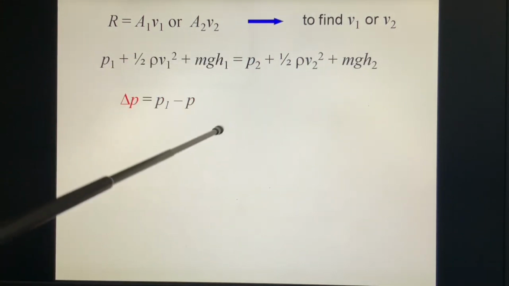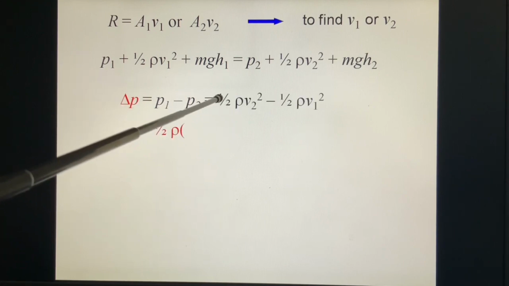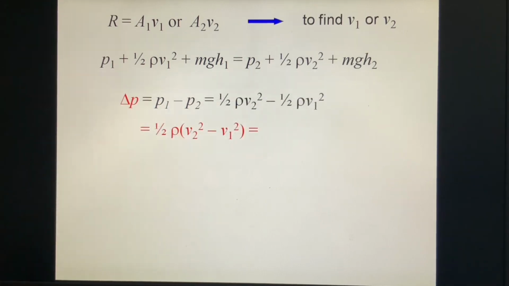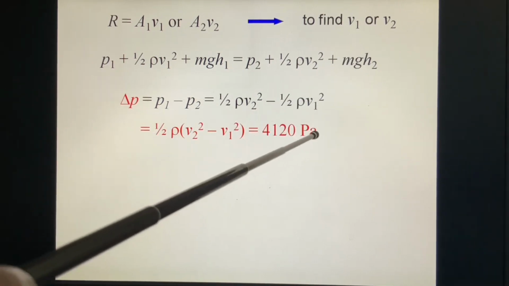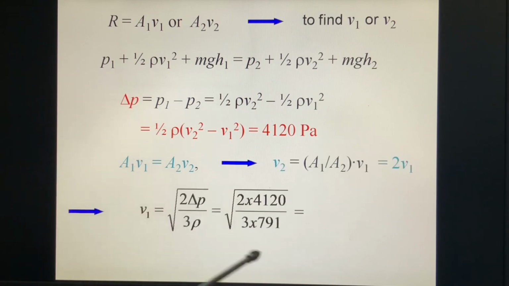So delta P, equal to P1 minus P2, equals half rho V2 squared minus half rho V1 squared. And we know it's given as 4,120 pascals. Also we have A1V1 equal to A2V2. So with these two equations, we can find the V. We put it in and find the V. Once we find the V, we can get the volume flow rate, A1V1.